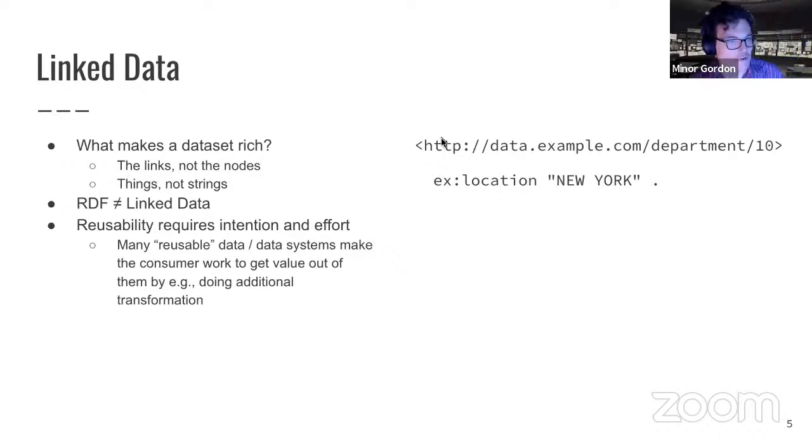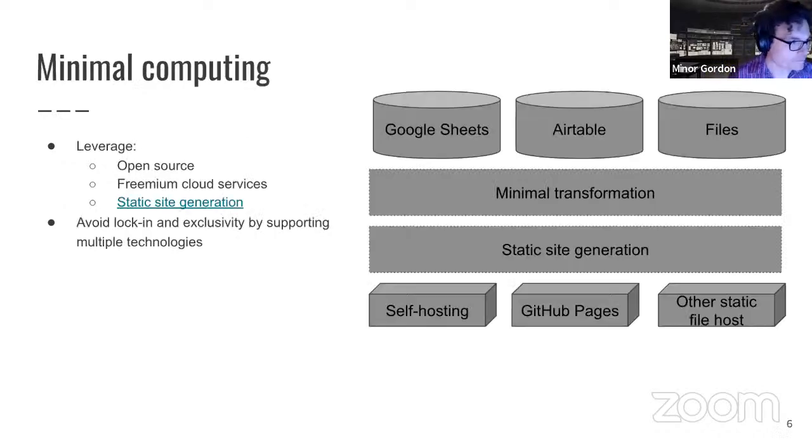In particular, what we see repeatedly in manipulating the data is that reusability requires intention and effort. There's a tendency to think that reusability will just fall out of projects of various kinds. Having tried to actually reuse other people's data, we are primarily using other people's data in this project, that doesn't actually happen. So you don't necessarily want the linked data consumers to have to do a lot of work to make use of your linked data.